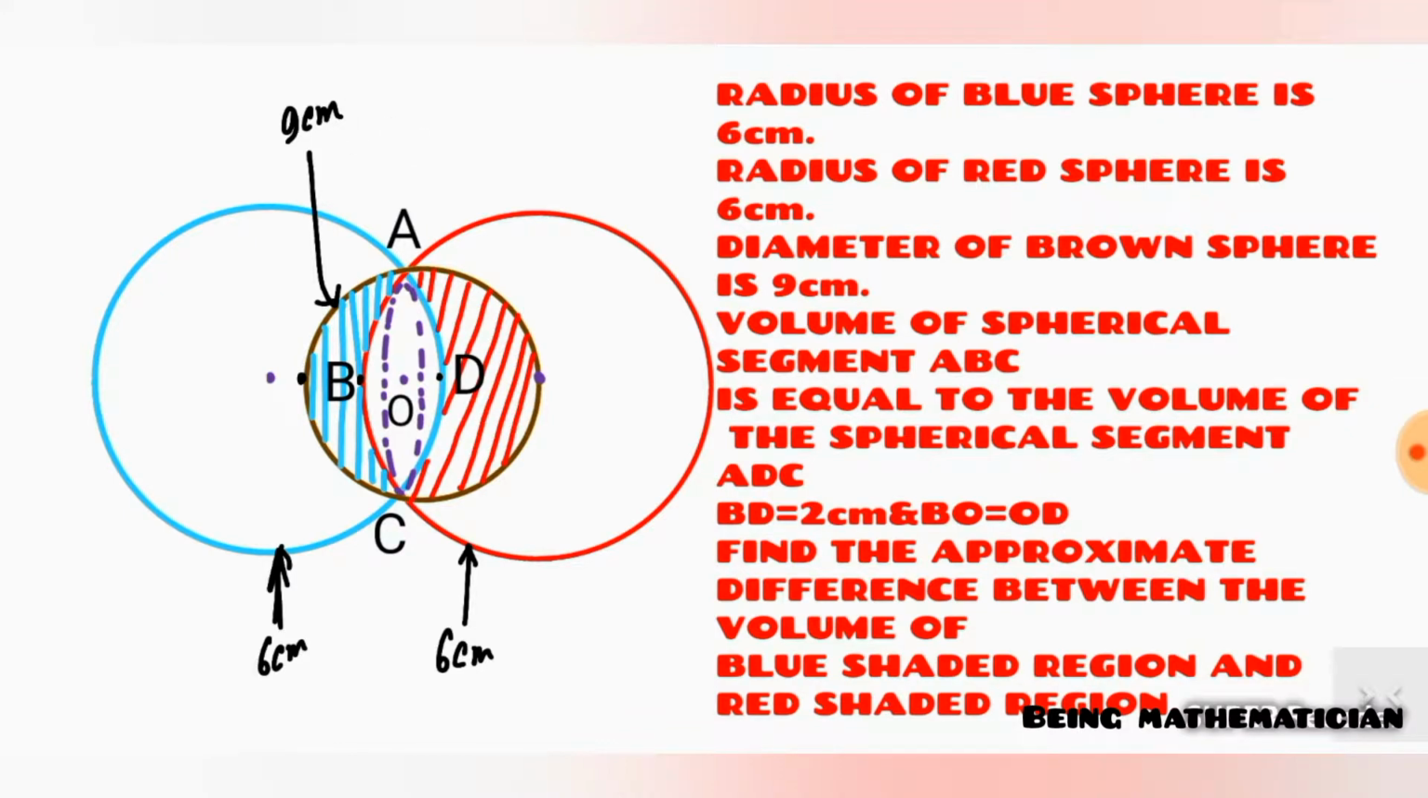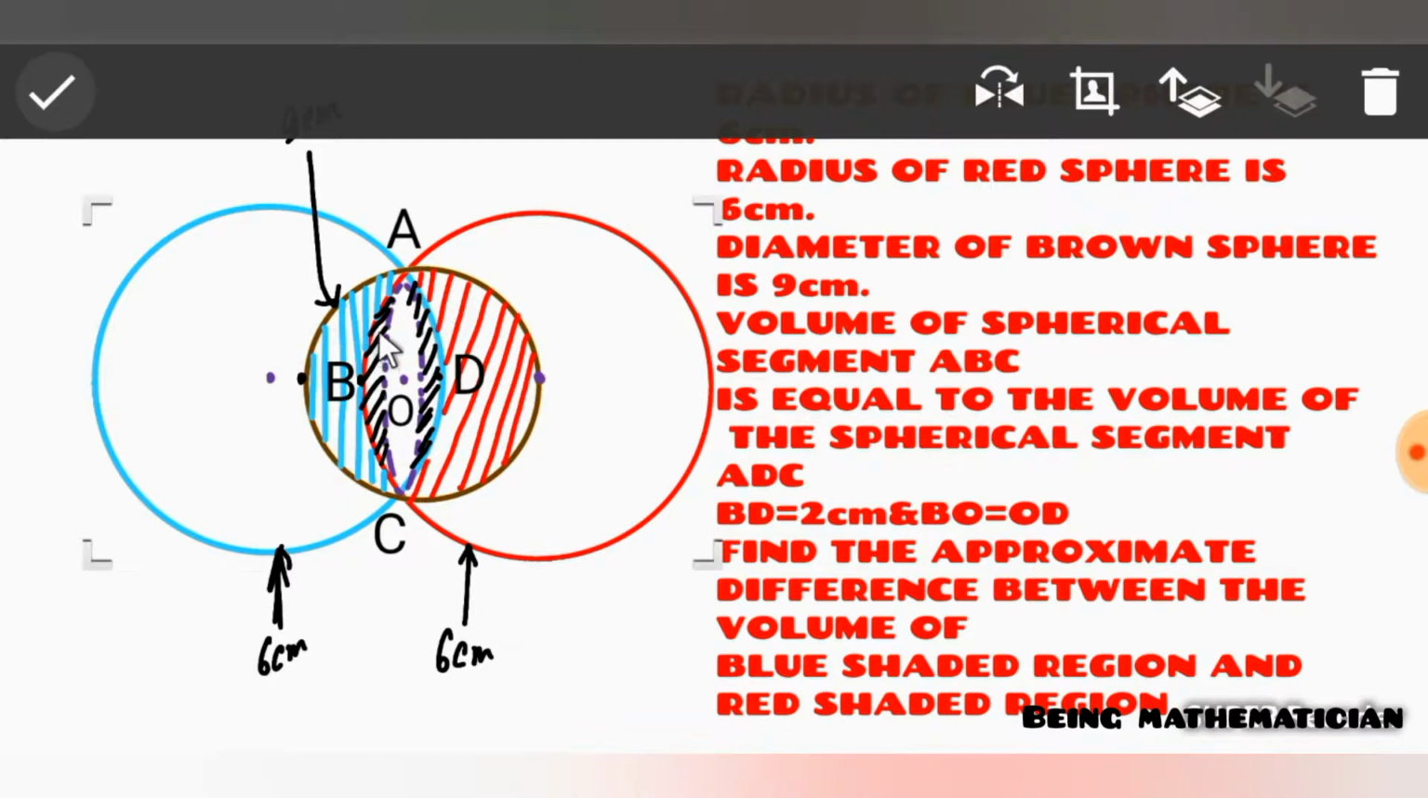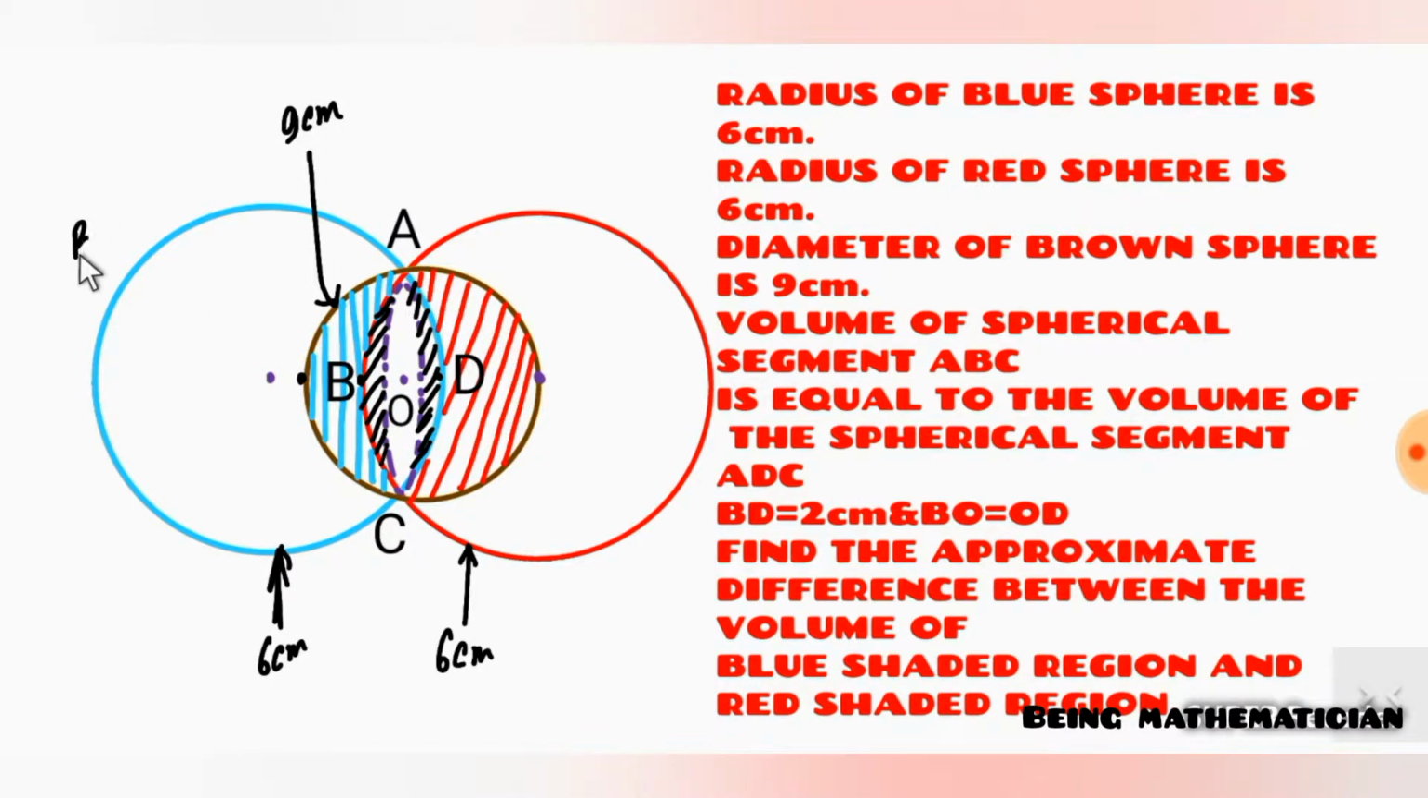The volume of spherical segment ABC, that means this segment, is numerically equal to the volume of this spherical segment ADC, and the length of this BD is 2 centimeter, and O is the midpoint of BD, that means BO equals DO. So find the approximate difference between the volume of the red shade and the volume of the blue shade.